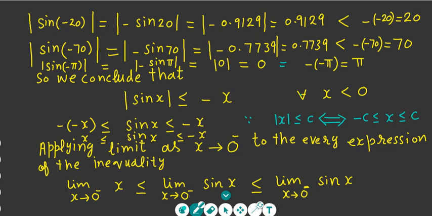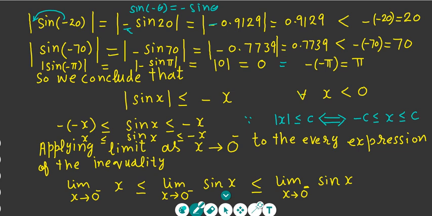We put some negative number, minus 20, and we know that sine of minus theta is equal to minus sine theta. So this minus will move here, and in this case we have written minus here. So we find the sine 20, which is equal to 0.9129, minus will remain here.